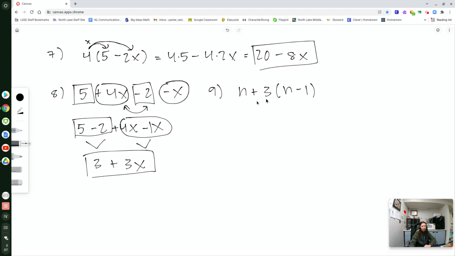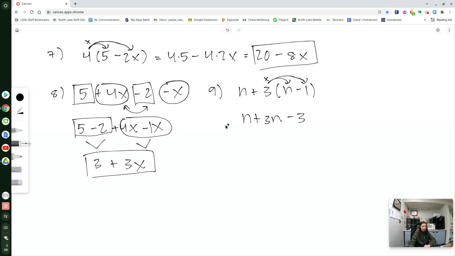You might be thinking, wait, can I add n and 3 first? Well, in GEMDAS, we would not add first. Adding would come at the very end, so I'm just multiplying 3 by these things, not the n. The n stays separate, but I am multiplying the 3 by both of these. 3 times n is 3n minus 3 times 1, which is 3.